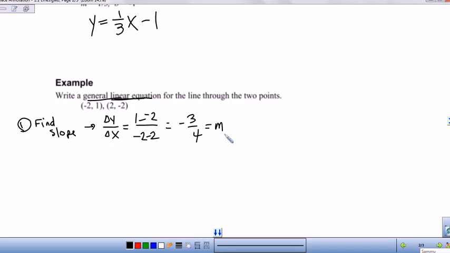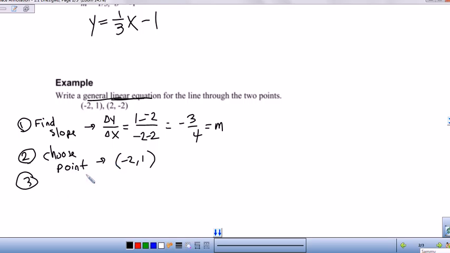Now once you find the slope, choose a point. Doesn't matter, -2, 1, 2, -1, doesn't matter. So I'm going to choose -2, 1. Then you're going to go ahead and put it in standard form.